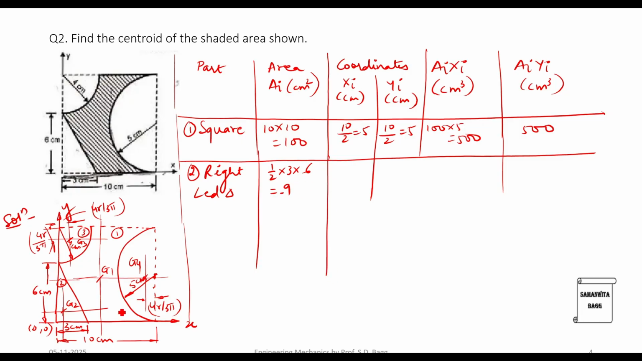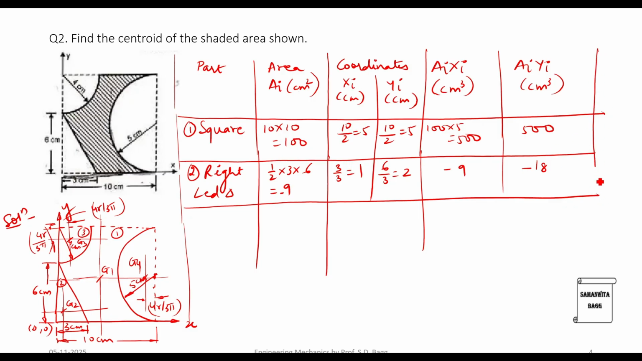Next comes x i. For the triangle, this distance is going to be 1/3 of the base. So it is 3 by 3, which is 1, and the height is 6 by 3, which is 2. Then we have to write down A i x i. So 9 into 1 is 9 with a minus sign, and 9 into 2 is 18, again with a minus sign. So this is my second shape. Then we'll go to the third shape, which is the quarter circle.